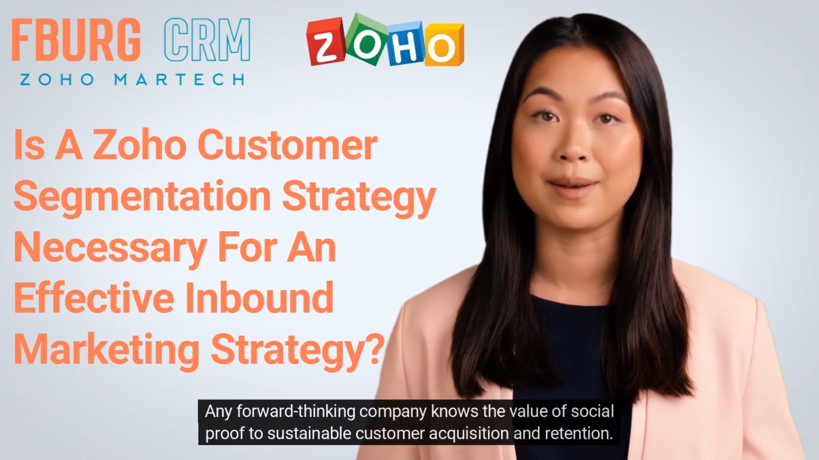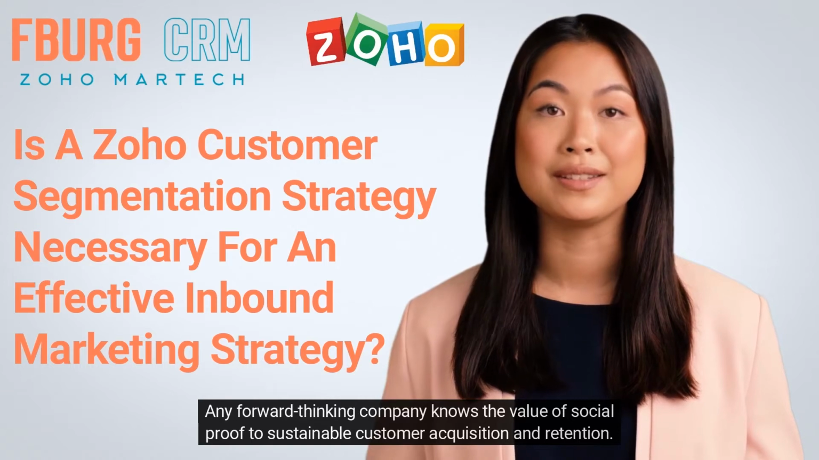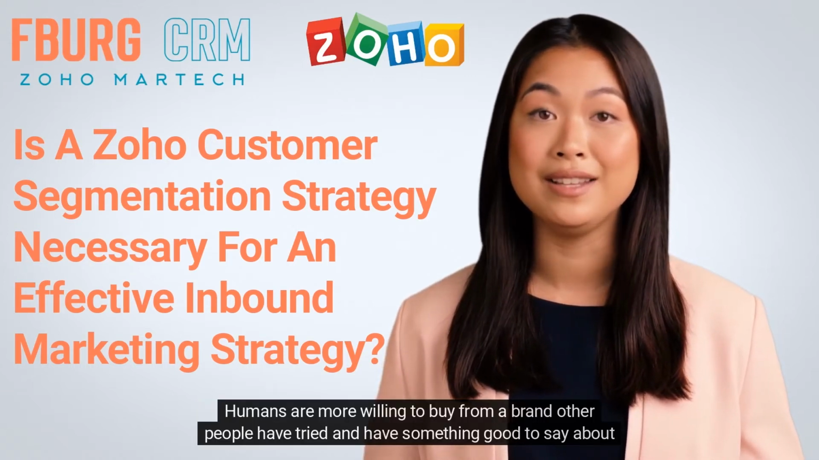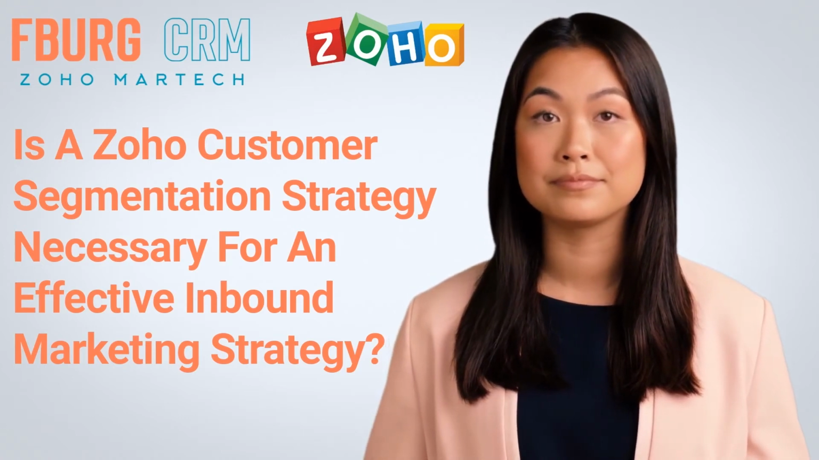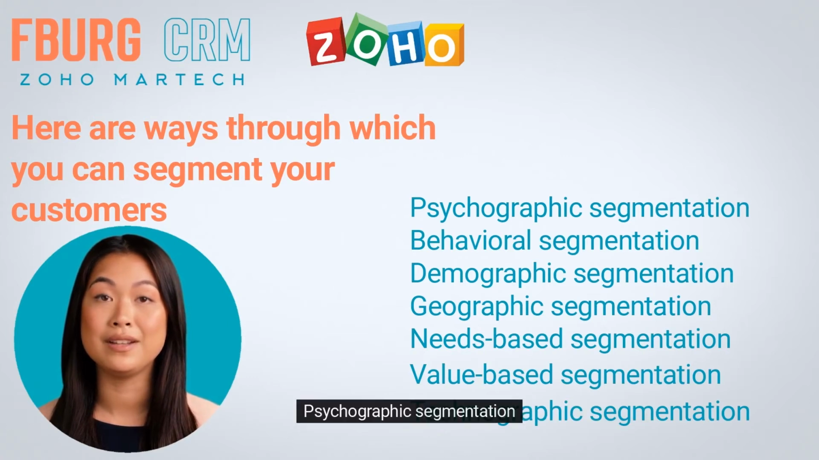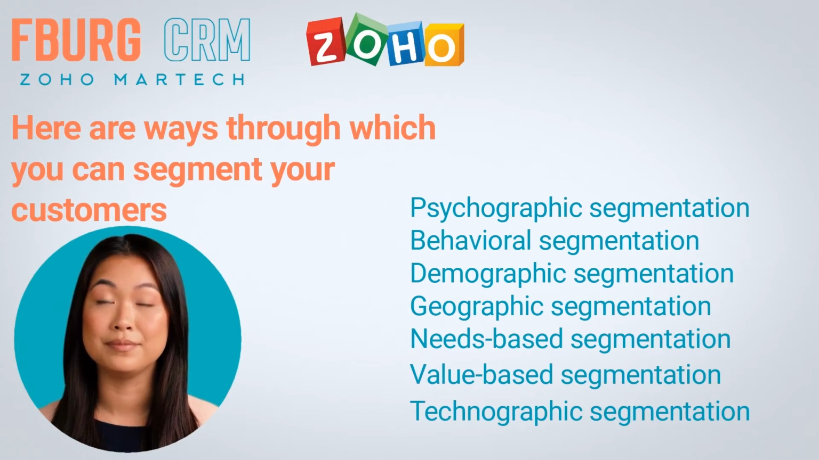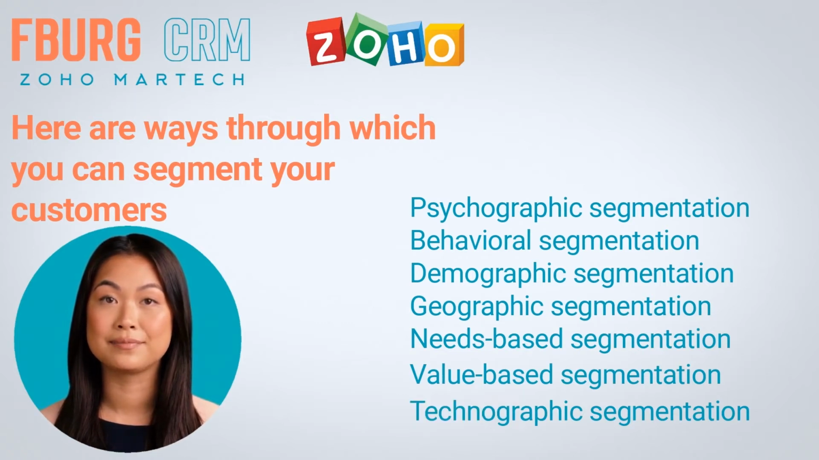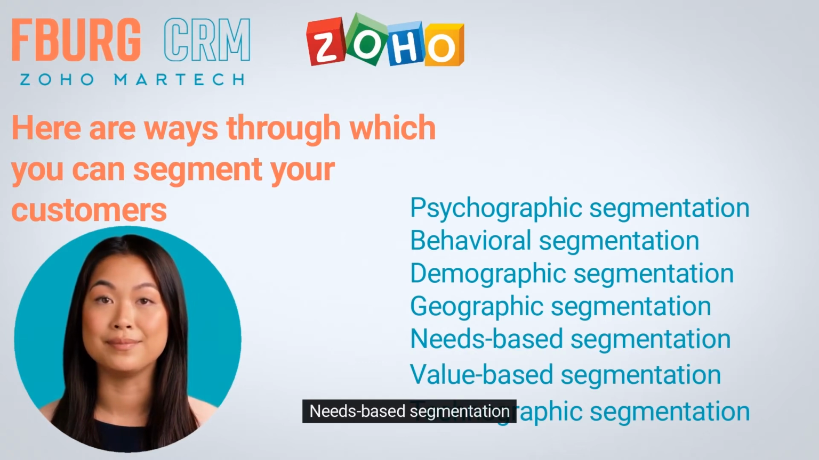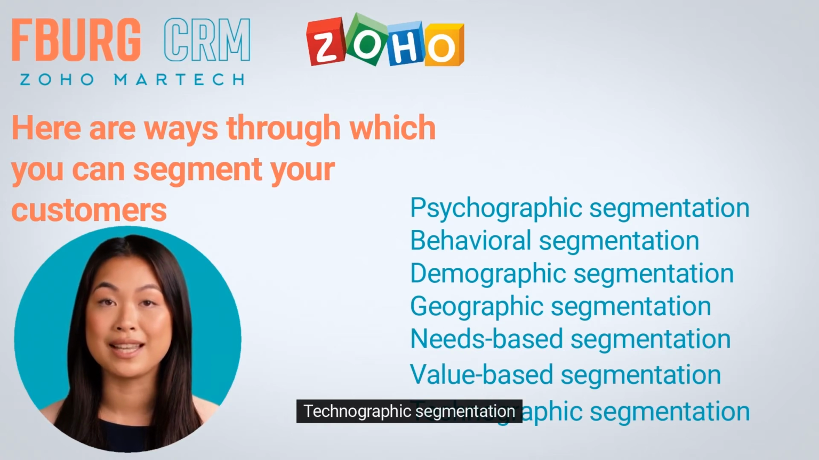Any forward-thinking company knows the value of social proof to sustainable customer acquisition and retention. Humans are more willing to buy from a brand other people have tried and have something good to say about it. Here are ways through which you can segment your customers. Psychographic segmentation, behavioral segmentation, demographic segmentation, geographic segmentation, needs-based segmentation, value-based segmentation, technographic segmentation.